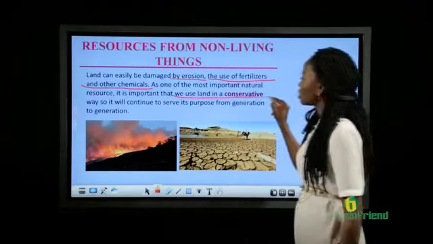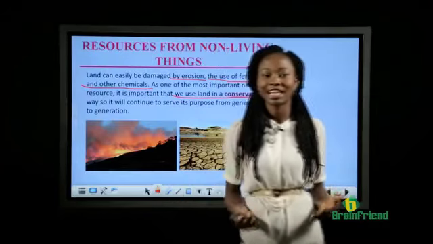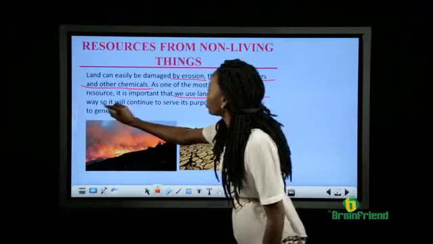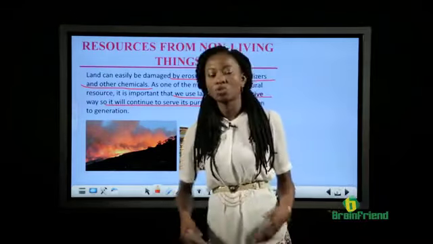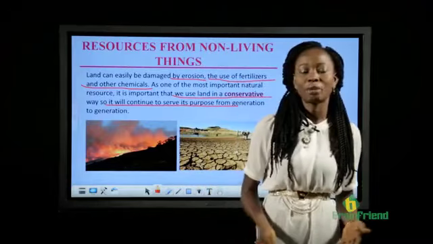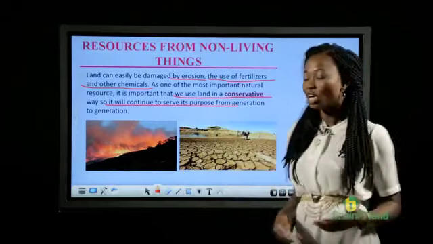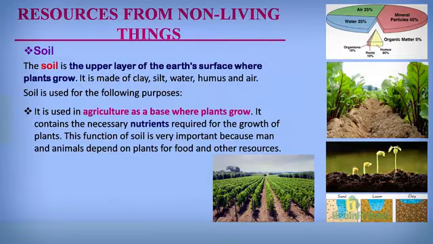So as one of the most important natural resources, it is important that we use land in a conservative way, in a careful way, in a way that it will not be damaged, so that land can continue to serve its purpose from generation to generation. So our children, when we give birth to them, can also meet some parcels of land to use for their own benefit. We want to always have land, so we should be careful how we use land.